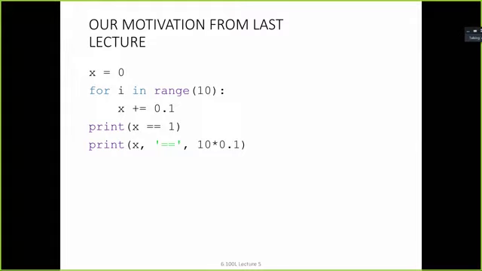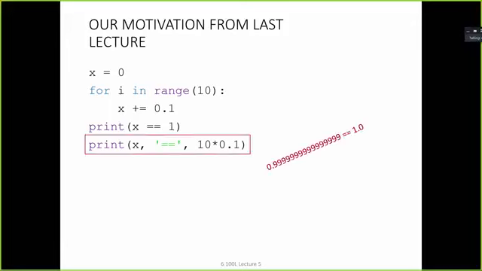And the motivation was this piece of code. It's very simple. We have an initial x is 0, and then we have a loop that just adds 0.1 to itself 10 times. And then we printed whether that sum equals 1. And what we saw was that it was false. Printing x equivalent to 1 was false.